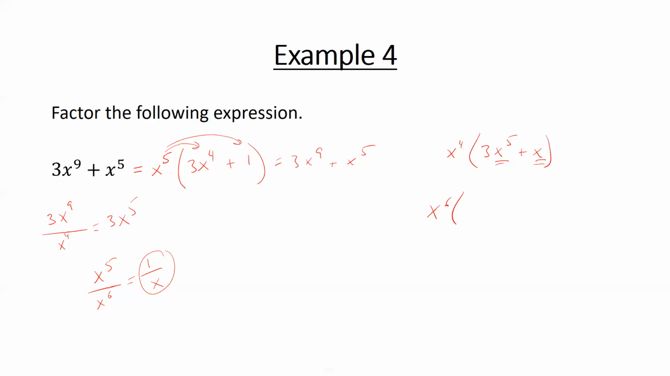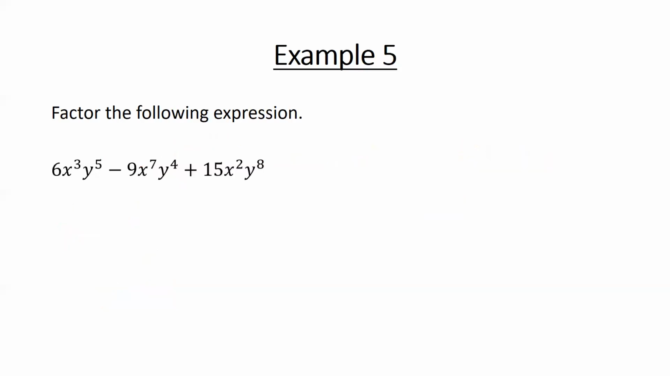Let's take a look at one more example. This one is slightly more involved. So we have 6x cubed y to the fifth minus 9x to the seventh y to the fourth plus 15x squared y to the eighth. We're going to systematically do this. This isn't particularly difficult. You just have to be systematic about it.